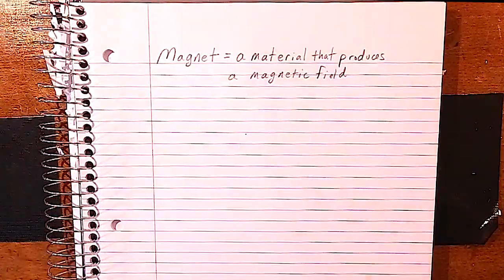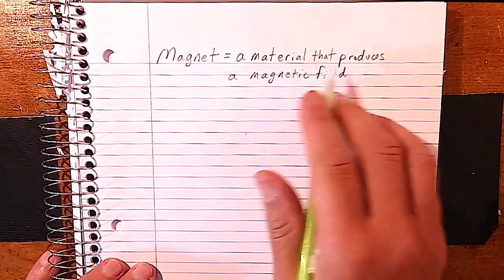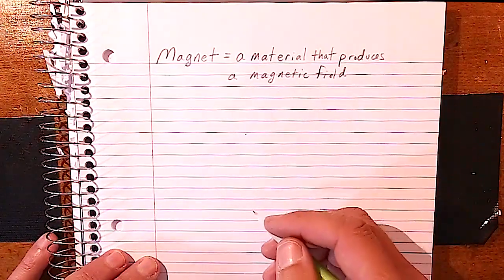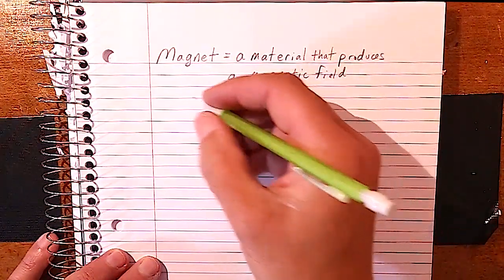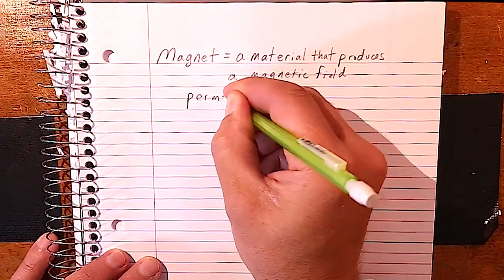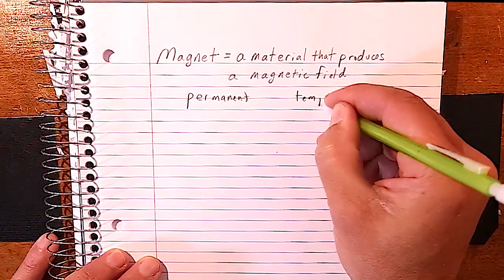So what is the definition of a magnet? Well, a magnet is just any material that produces a magnetic field. That, of course, begs the question, what's a magnetic field? We'll do that in just a second. But I want to talk about two types of magnets. There are permanent magnets, and there are temporary magnets.